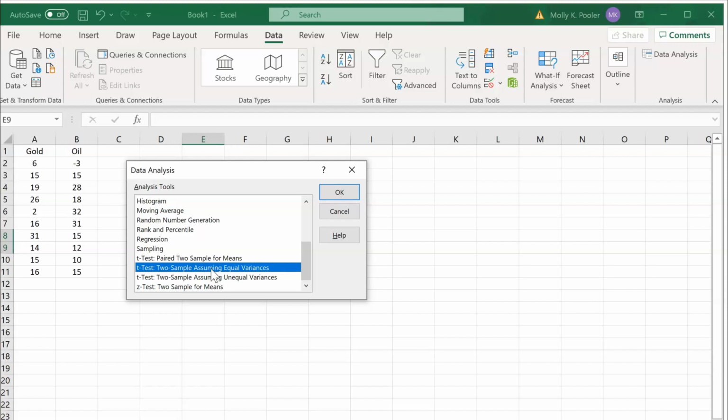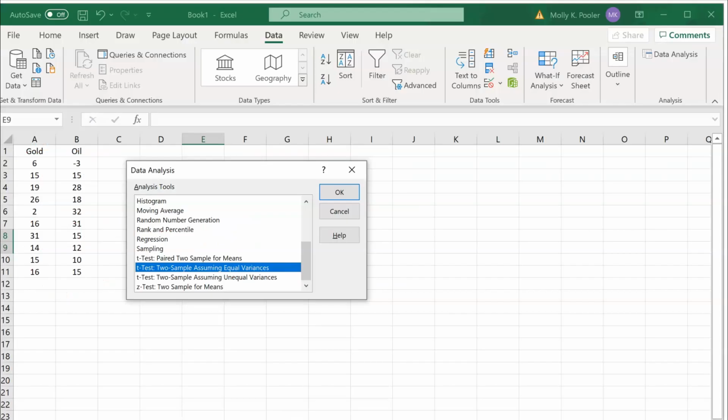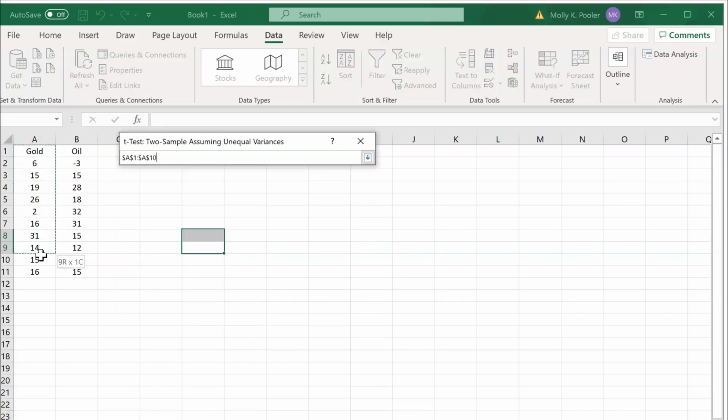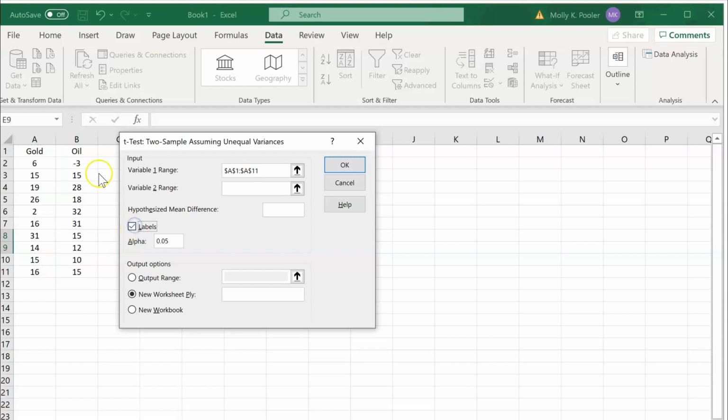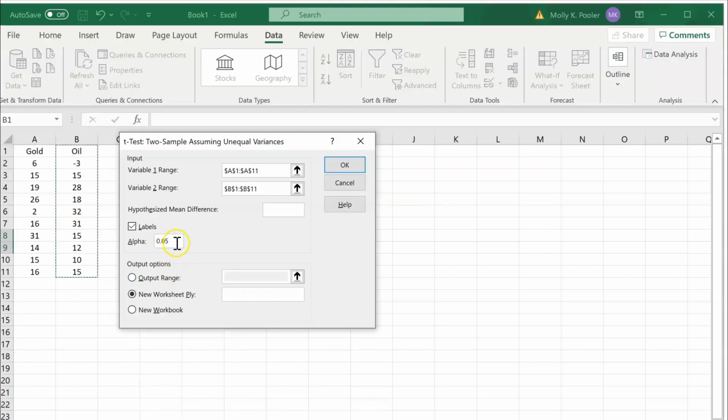Oops, let me just double check here. And, excuse me, this is super important. I was looking at my notes. We cannot assume that they are equal, so we're going to assume they're unequal. So unequal variances. And now for variable 1, we're going to highlight all of that, and we do have labels on it. And for our second variable, we've got oil. And our alpha, what's our significance level here? We're talking about the 5%, so we'll keep 0.05.